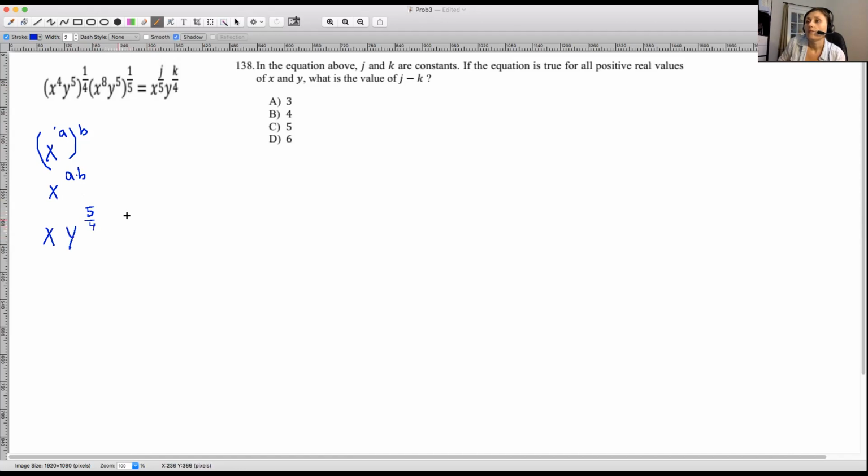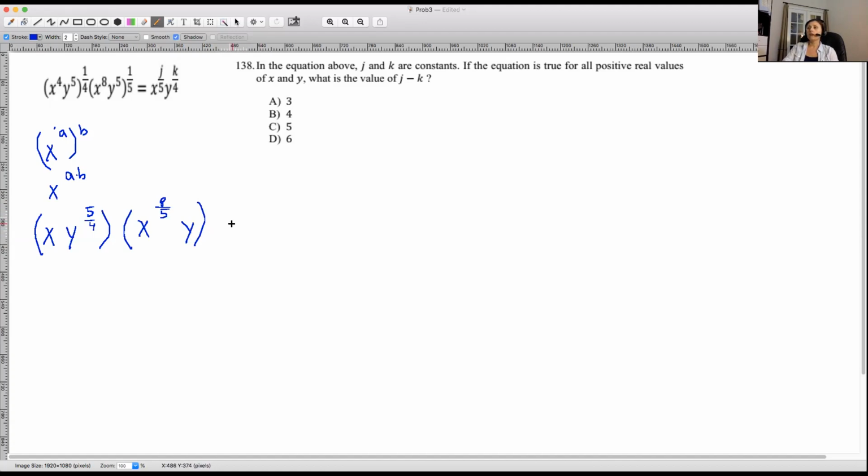Okay. Next one, we're going to open the next parenthesis. So I'm going to put this into parentheses for now. My next one is x to the power of 8 times y to the power of 5, and they're both in parentheses to the power of 1/5. Again, this time I have x to the power of 8/5, like that, and then y to the power of 1, because 5 times 1/5 is just 1, or y.